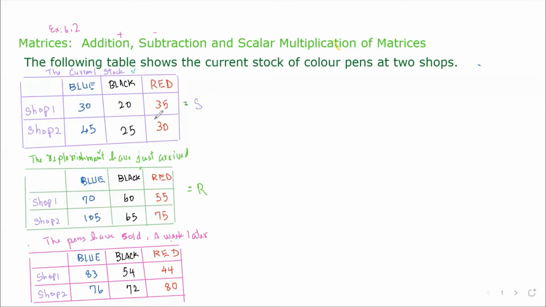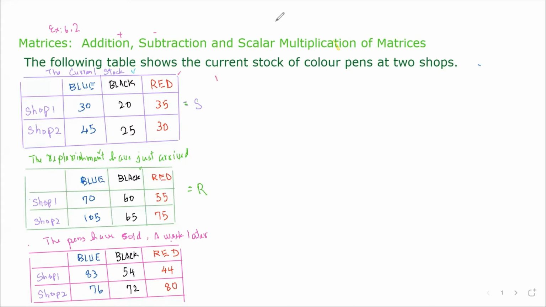So if you want to know the current stock and then you buy more, you just add it up, like the blue pen. For example, you do it manually from the information in the table right now. From S, the current stock, the blue color has 30 plus 70, which gives 100.